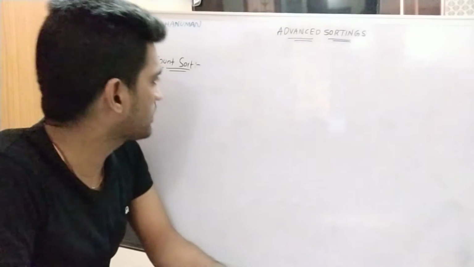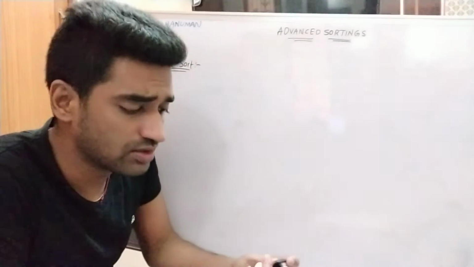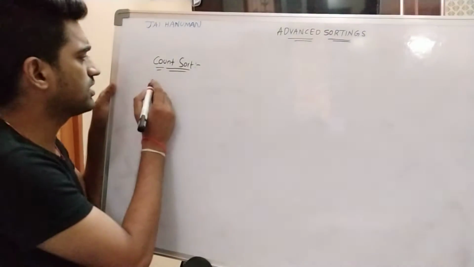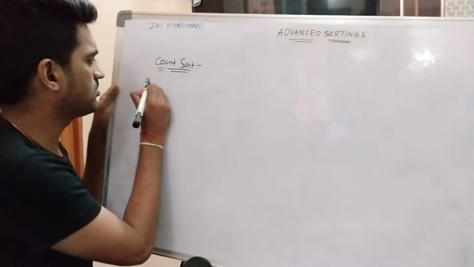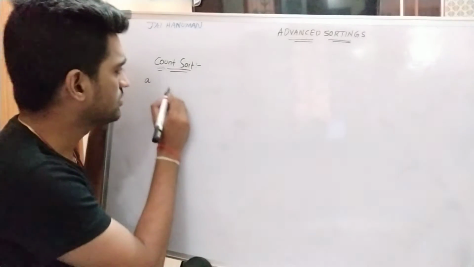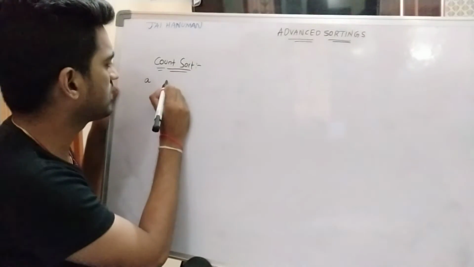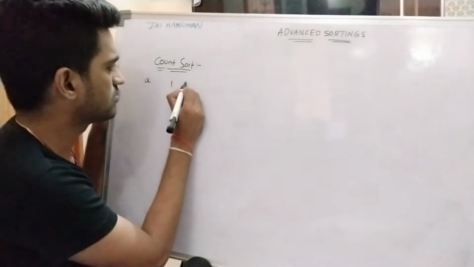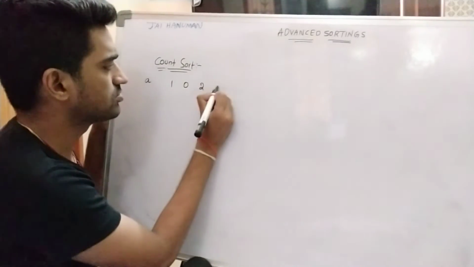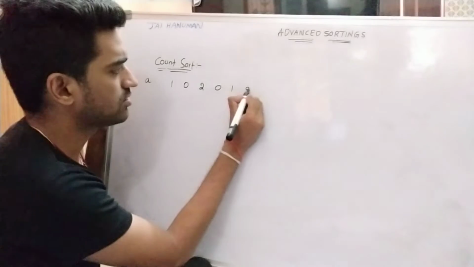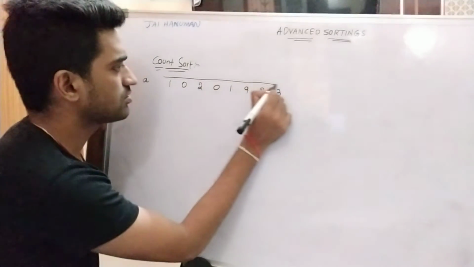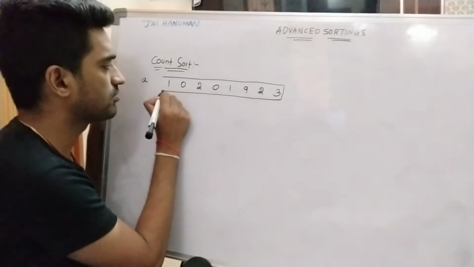Yes, right. So here I am taking one example to implement the count sort mechanism. I am taking one array, which can be represented with the help of A. I am taking some elements in the array A: 1, 0, 2, 0, 1, 9, 2, 3. So this is our array A.